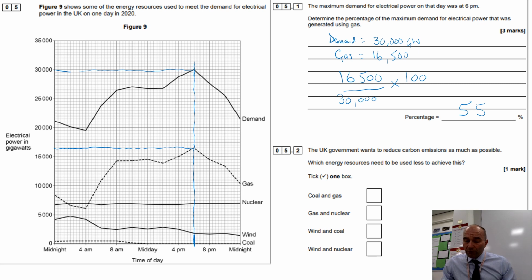Now the UK government wants to reduce carbon emissions as much as possible. Which energy resources need to be used less to achieve this? Now you need to look through the list, and you can get rid of some very quickly. Well, things like wind doesn't produce any CO2, neither does nuclear. So you can get rid of that one. Now wind and coal, one is still producing carbon, but one isn't. And again, the gas and nuclear, one produces CO2, that's gas, but nuclear doesn't. So it means that we've got coal and gas left over. There are 2 fossil fuels, so it's very much those 2.